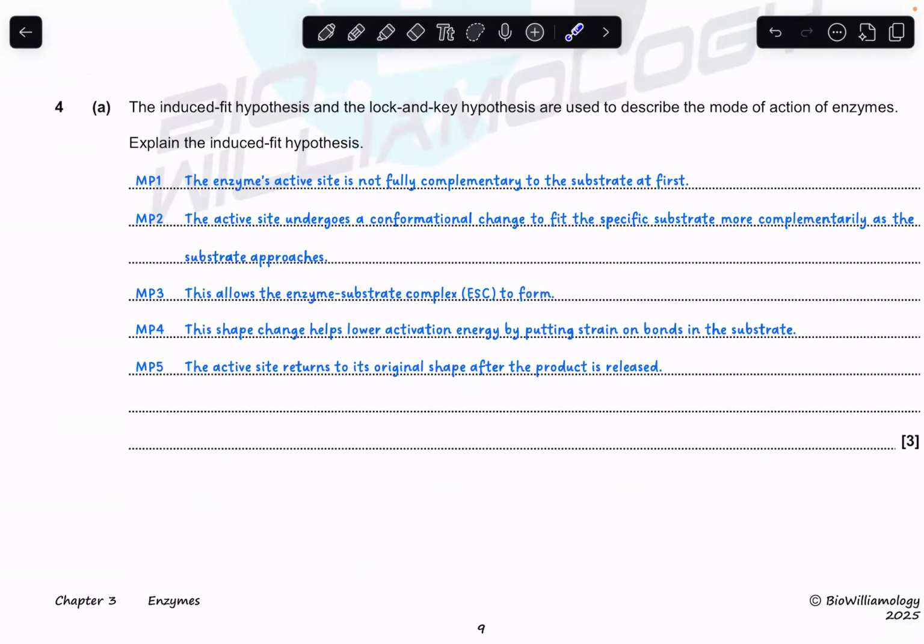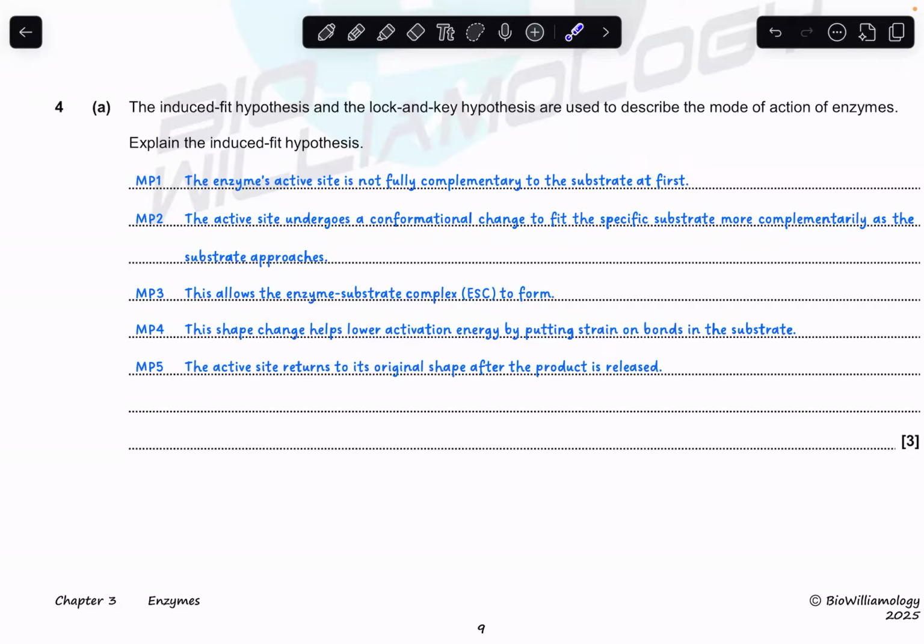Okay, so for the induced fit hypothesis, we always mention that it is not completely complementary, or not fully complementary, and the active site undergoes a conformational change in its precise three-dimensional shape to fit the specific substrate so that it is more complementary as the substrate approaches the active site. Because of this, the active site shape is now more complementary, so this allows the enzyme-substrate complex to be formed. And the shape change helps to lower the activation energy. Why? Because the active site now puts strain, or exerts pressure, on the existing bond.